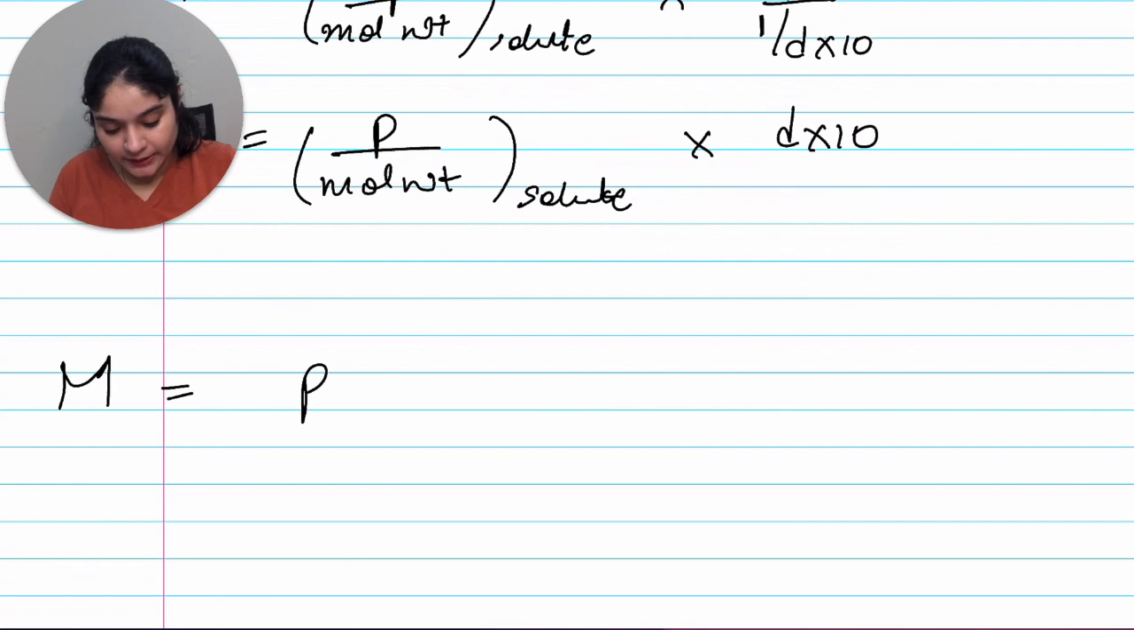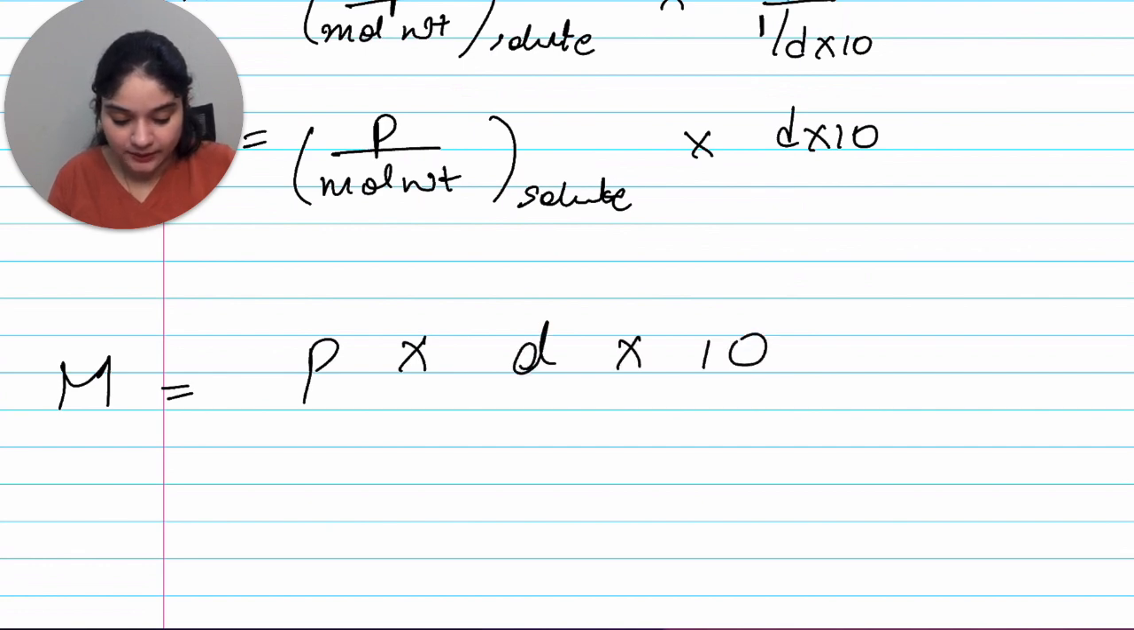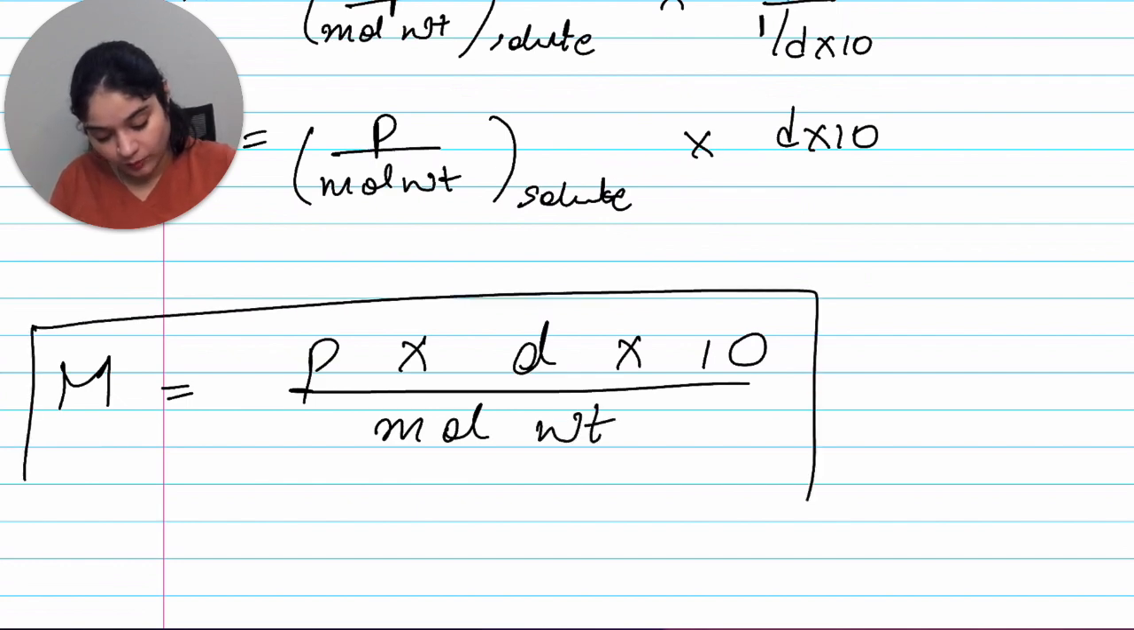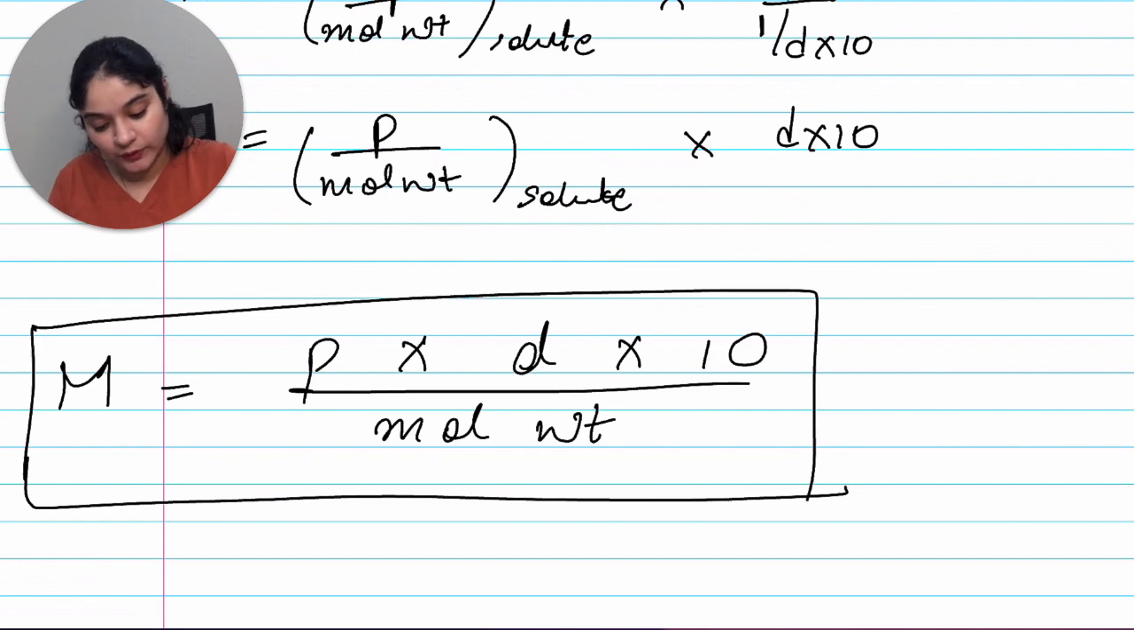is P over molecular weight times, let me write it properly. This will be P times D times 10 over molecular weight. This is your final formula. What are the conditions for this formula?